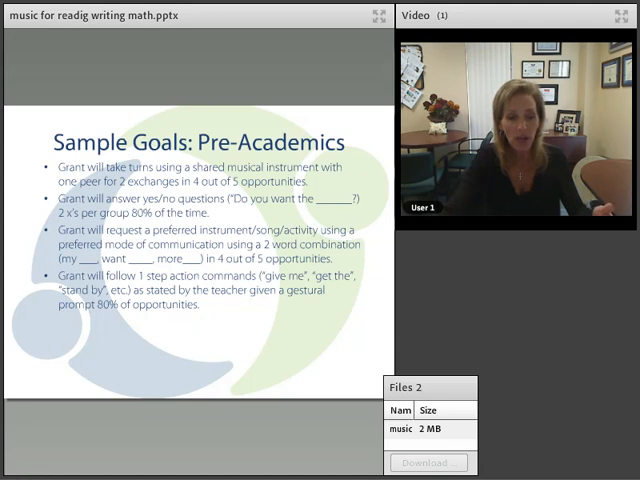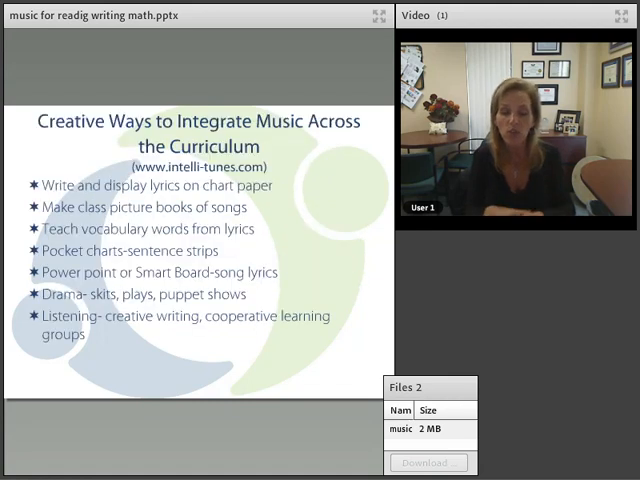And lastly, Grant will follow 1-step action commands. Give me, get the, stand by, as stated by the teacher, given a gestural prompt. And this, again, could be done as part of the beginning of a music activity, like give me the drum, or go get the xylophone, stand by me so that we can do our dance, or it could be actually incorporated into a song that we were to write. And then they would be actually following the directions, but within the context of the lyrics of the song.